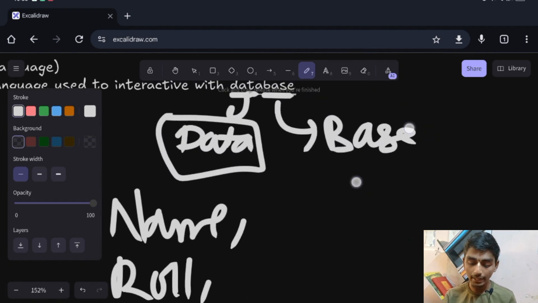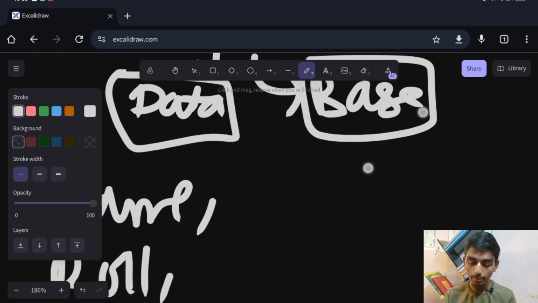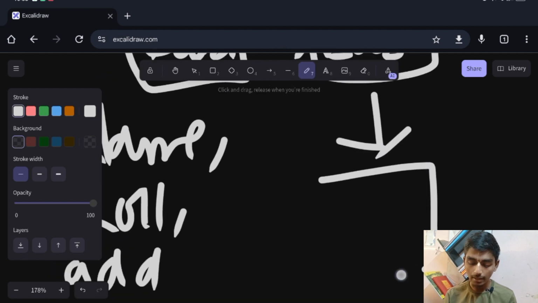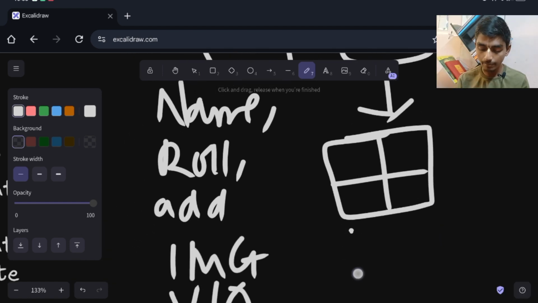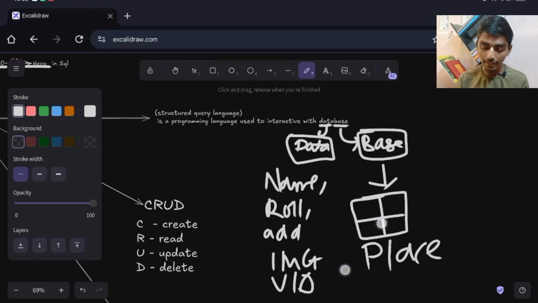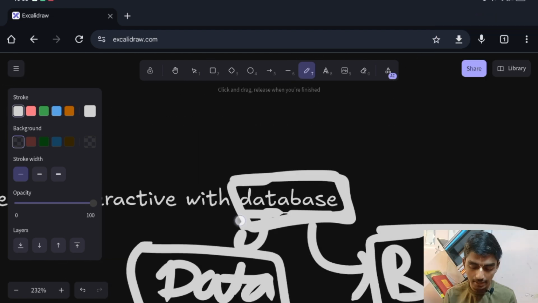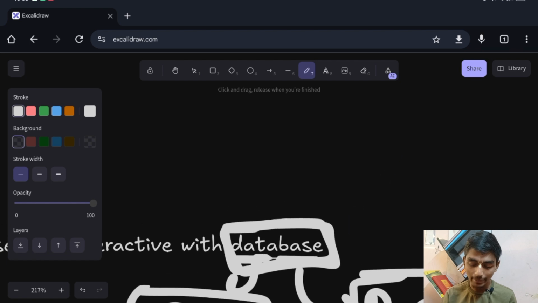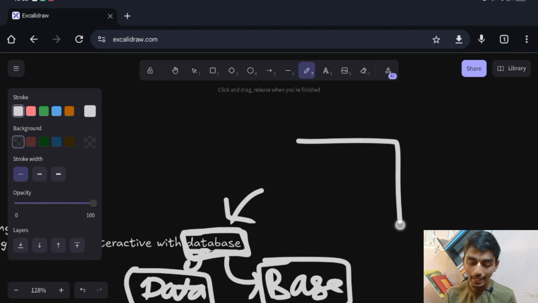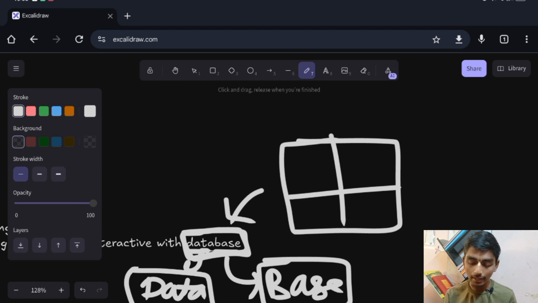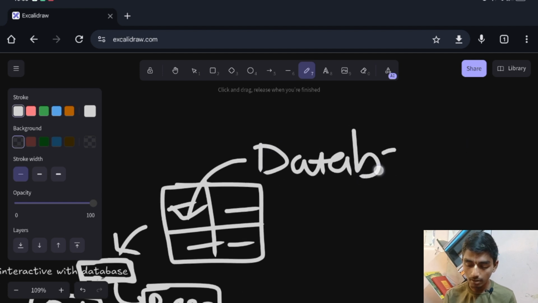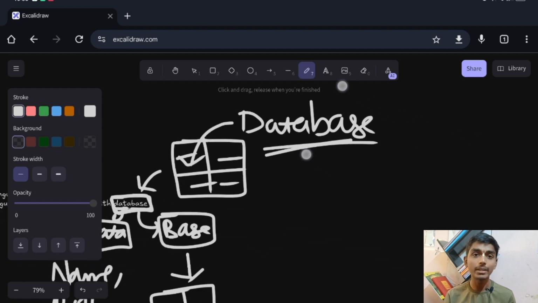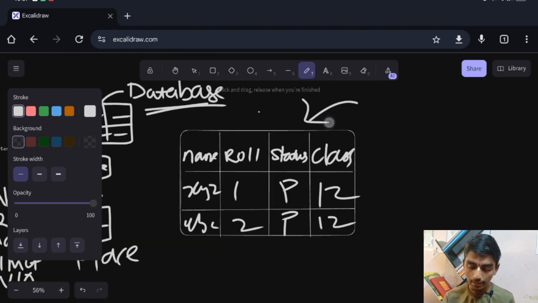If we talk about what is meant by base, the base is considered as the place. If we combine these two words as database, then the meaning is the place in which all the data is stored. That place is known as the database.